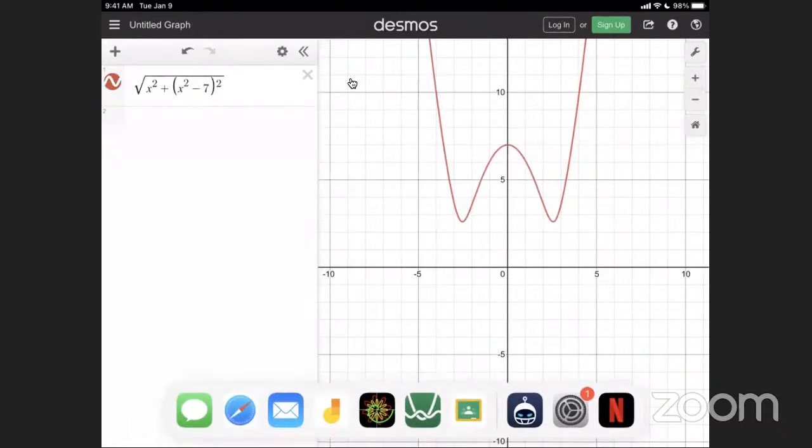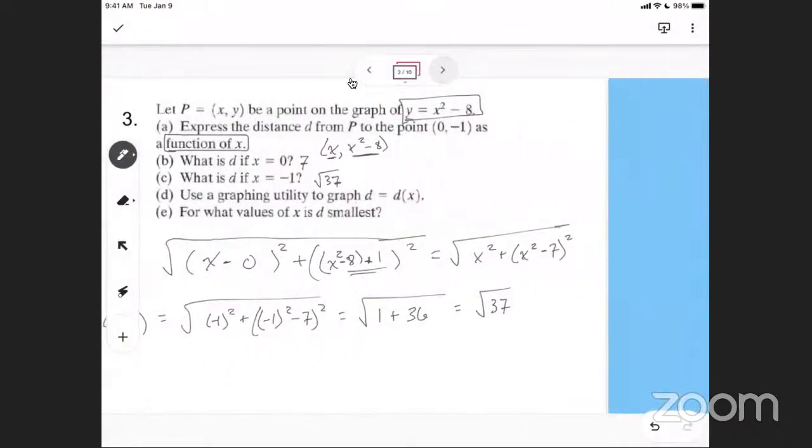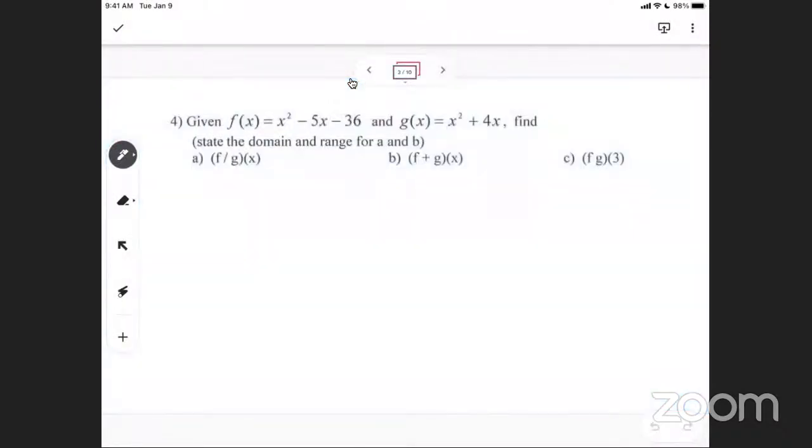All right, perfect. Page 3, it says, given that and that, find and state the domain and range. Okay, so f of g of x. So what I will do is literally just do f of x divided by g of x. So that equals x squared minus 5x minus 36 divided by x squared plus 4x.